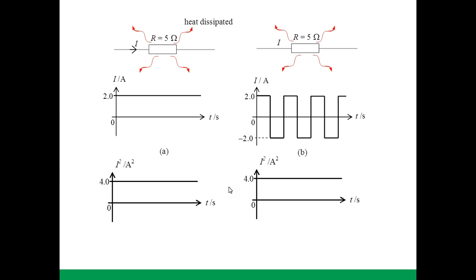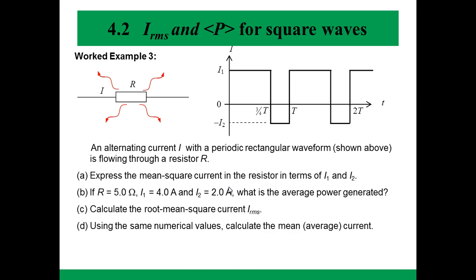At this point, you may ask me, why is there a need to learn about root mean square current? Well, let's look at example number 3, where the square waves are slightly different. Notice that for 3/4 of the time, the current stays at I1, and for the last quarter of the time, it stays at negative I2. Thereafter, it repeats itself periodically. We are first asked to find the mean square current in the resistor in terms of I1 and I2. Recall that the mean square current is the mean of the squared current.